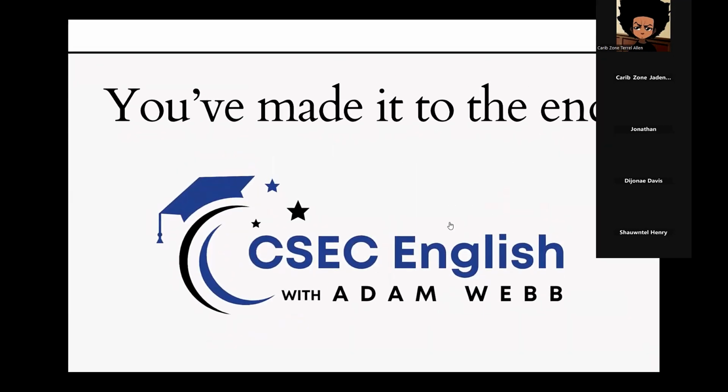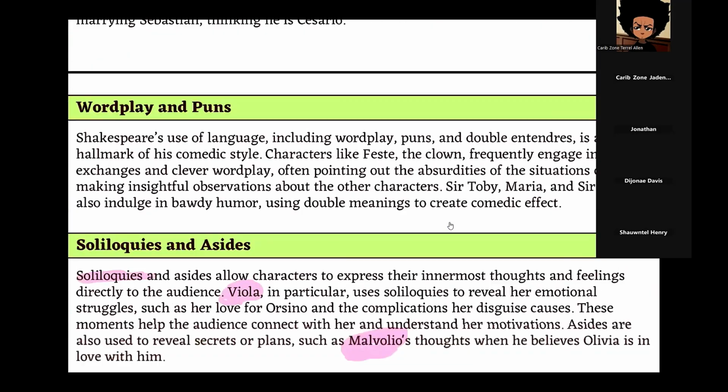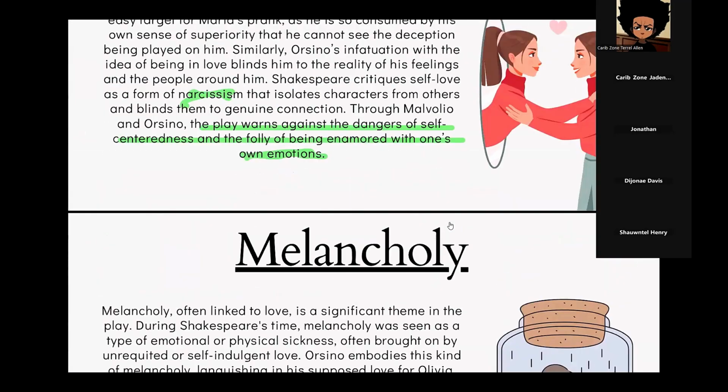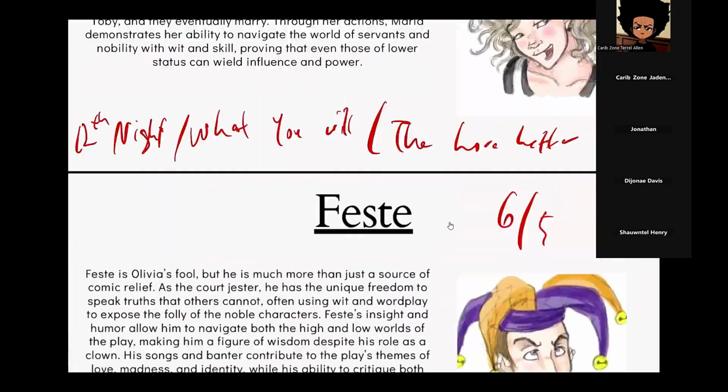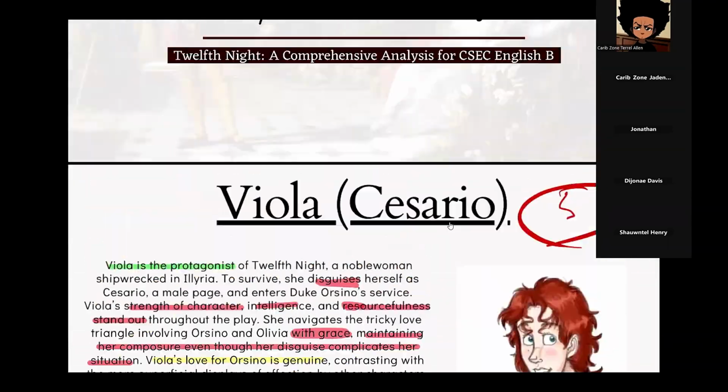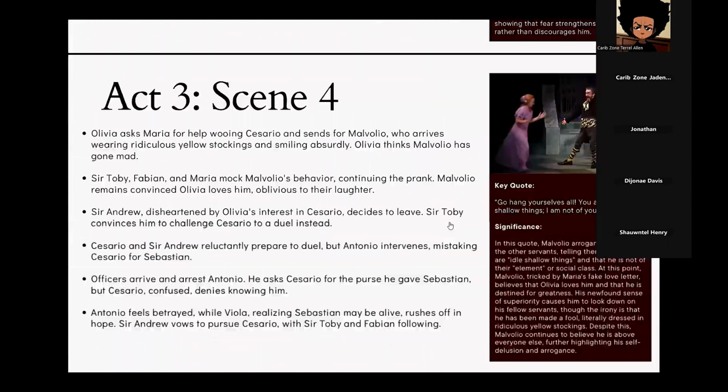That's 12th Night. We've looked at the techniques, looked at the themes, we've looked at the characters. Yeah. We've looked at the entire plot.